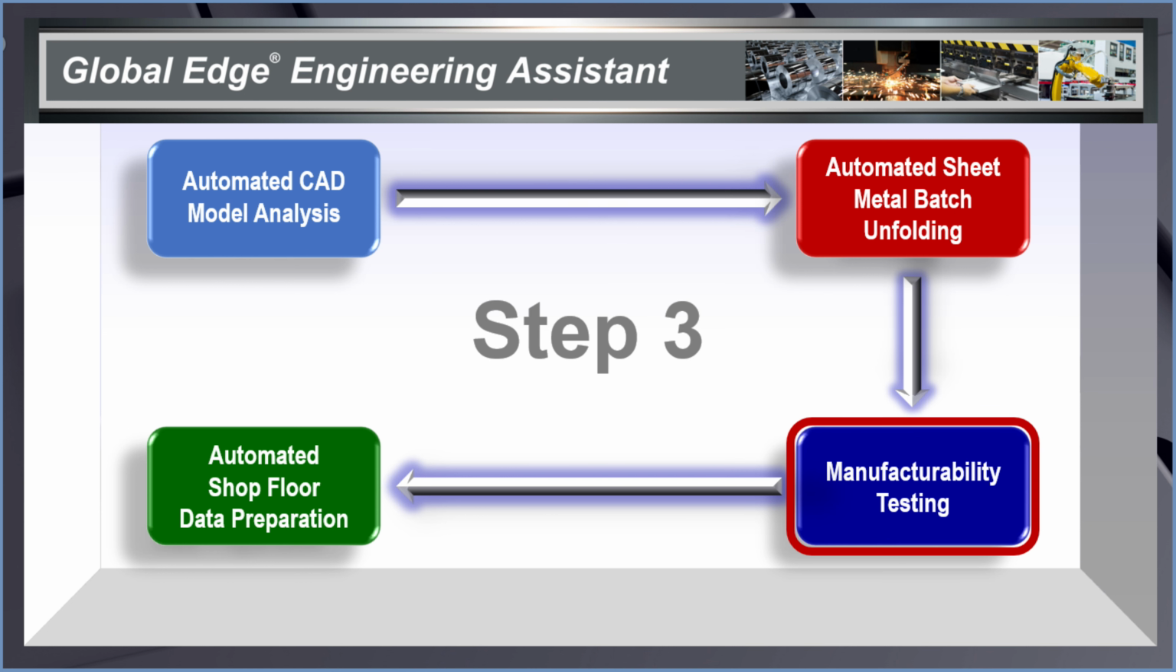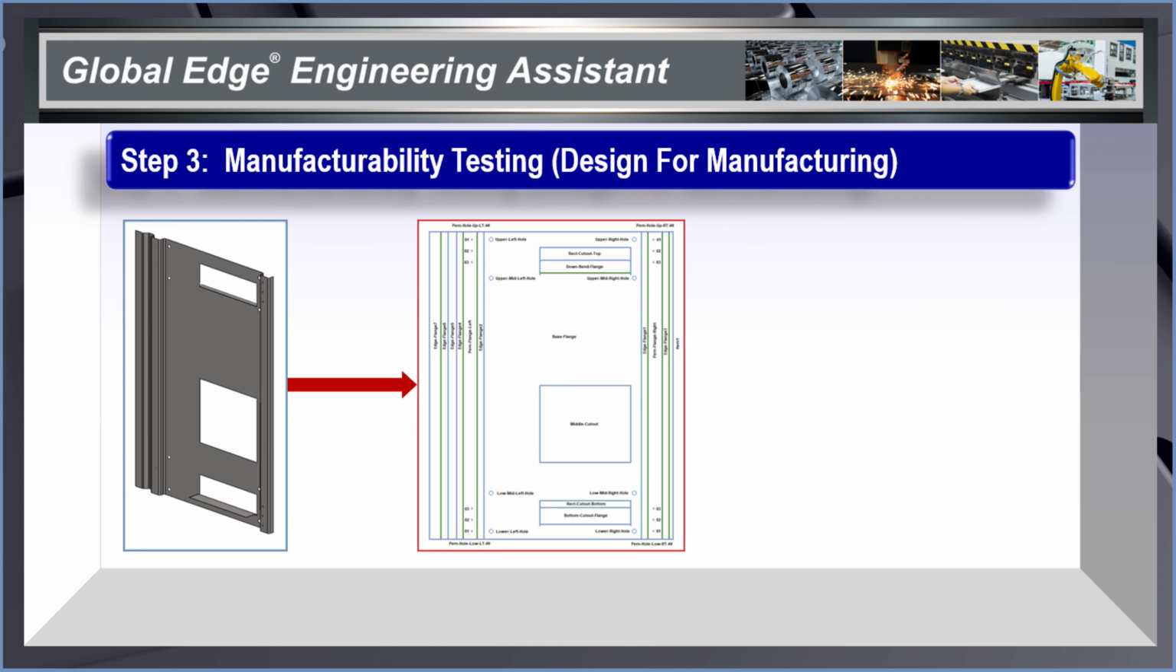Step 3 includes manufacturability testing of your sheet metal parts before they leave engineering. A key function included with Global Edge is manufacturability testing. This automatically determines if a part can be successfully fabricated before reaching the shop floor.